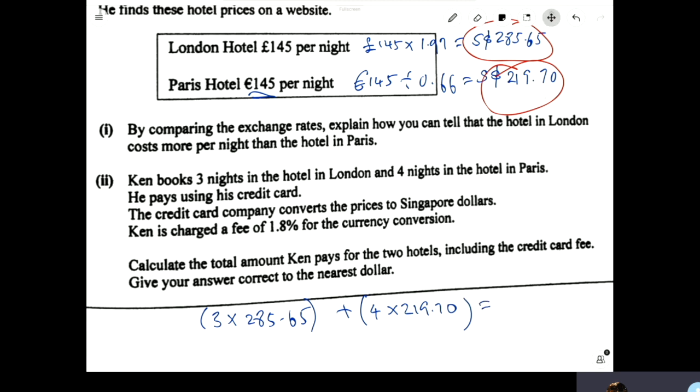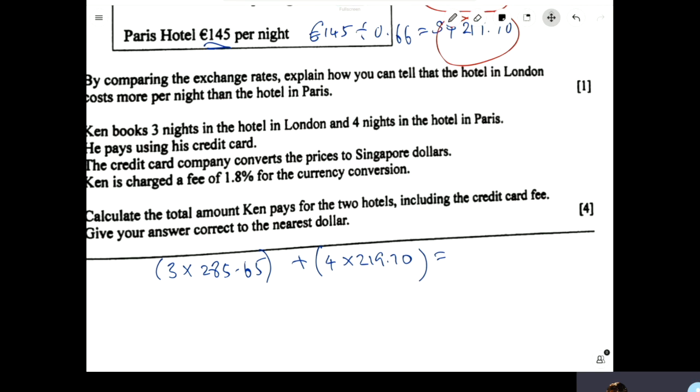So you add the two together first. Okay, what do we get? We get a total of 173.